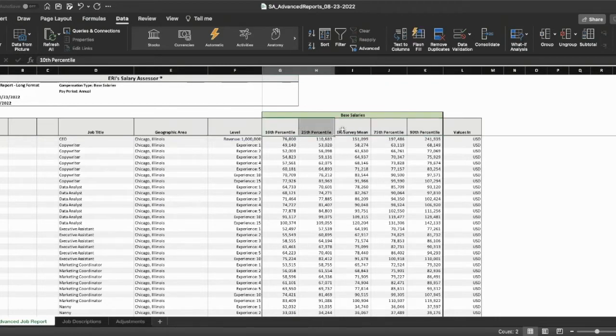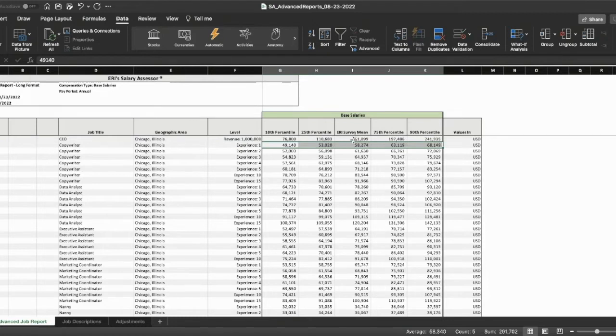So the way that these percentiles are created is that the Economic Research Institute purchases a lot of different salary reports, like all the big salary reports, and they bring all of that data together and they vet it. What these numbers are is that they looked at, for example, all the copywriters in Chicago with a year of experience and the pay that was happening across all of those places.